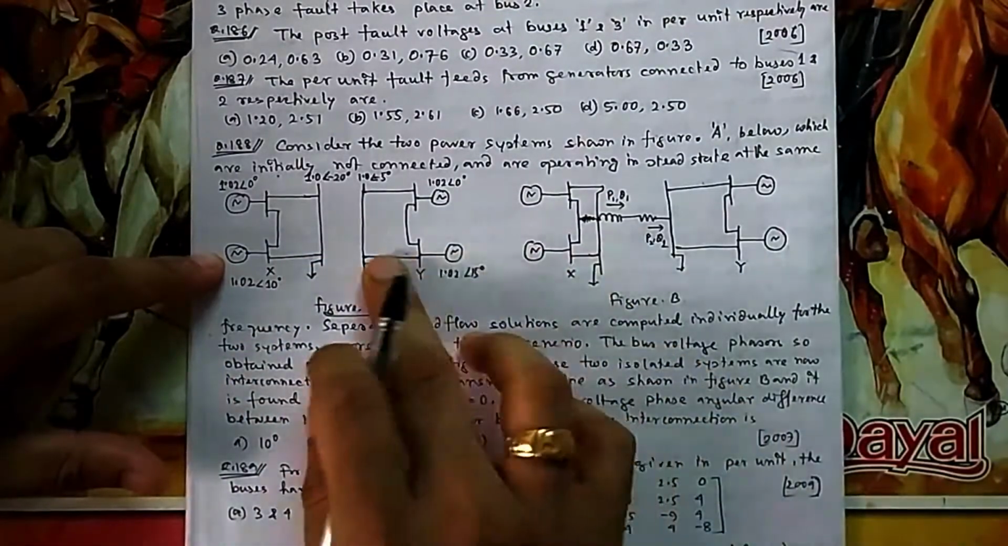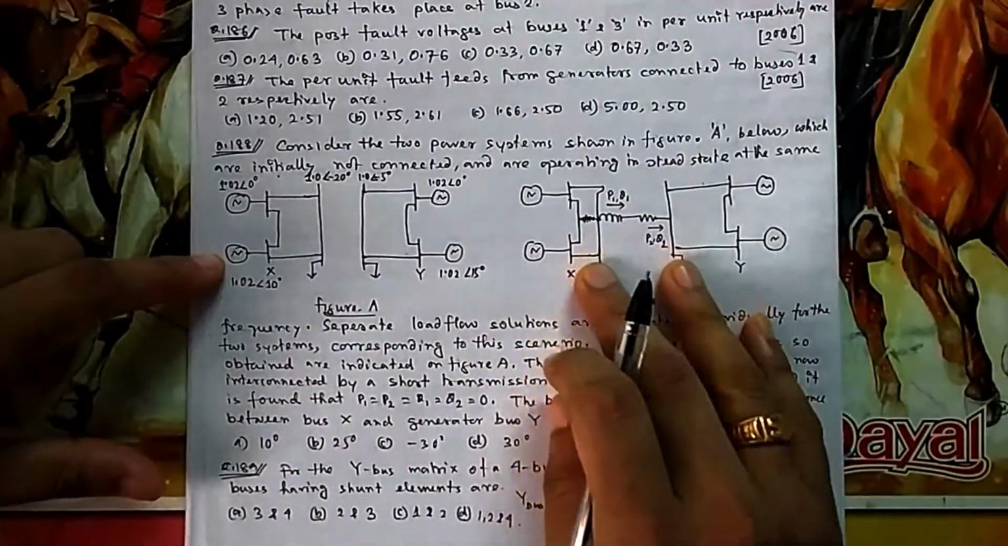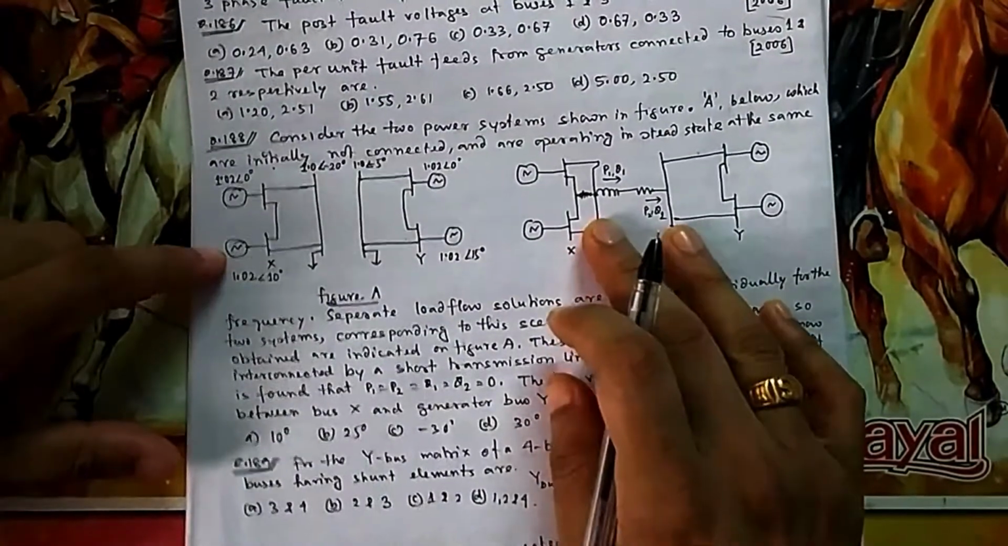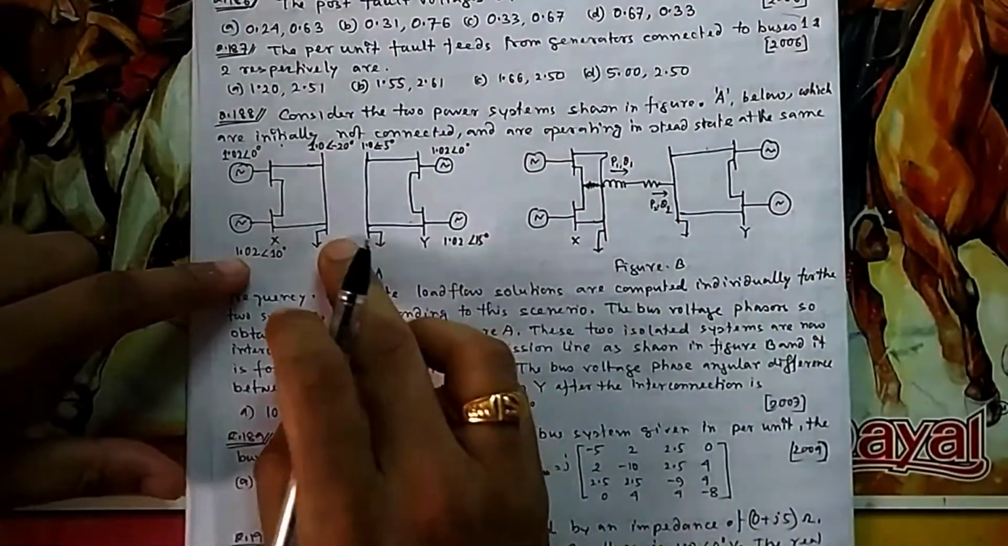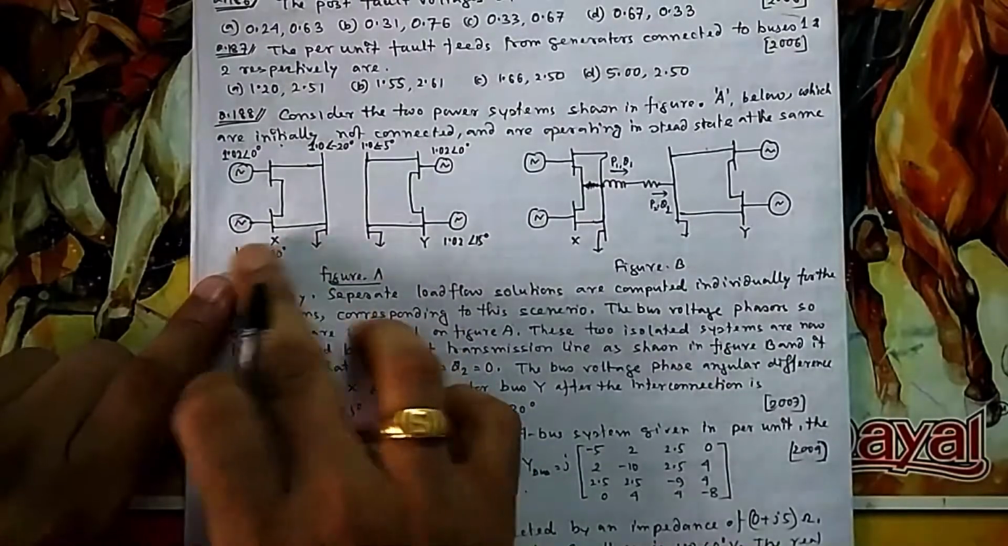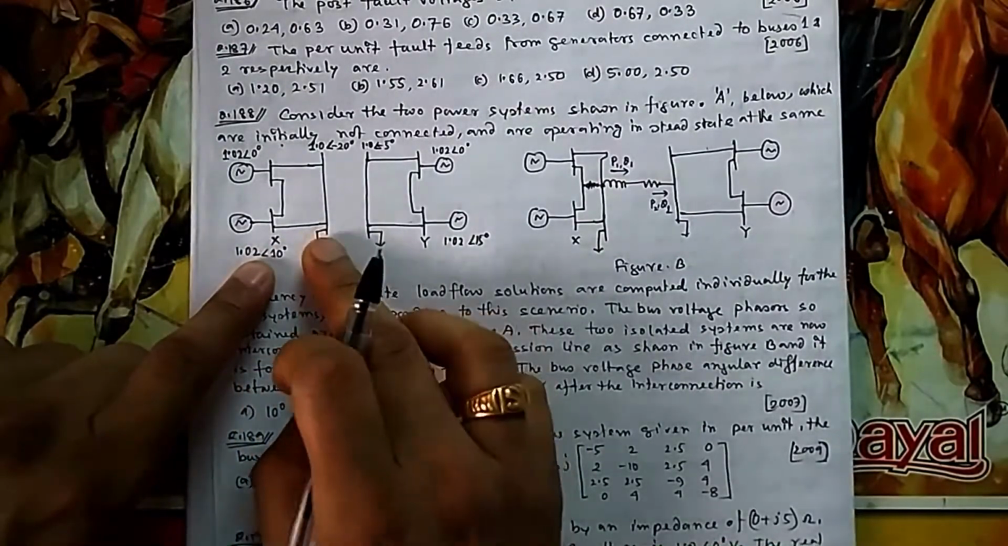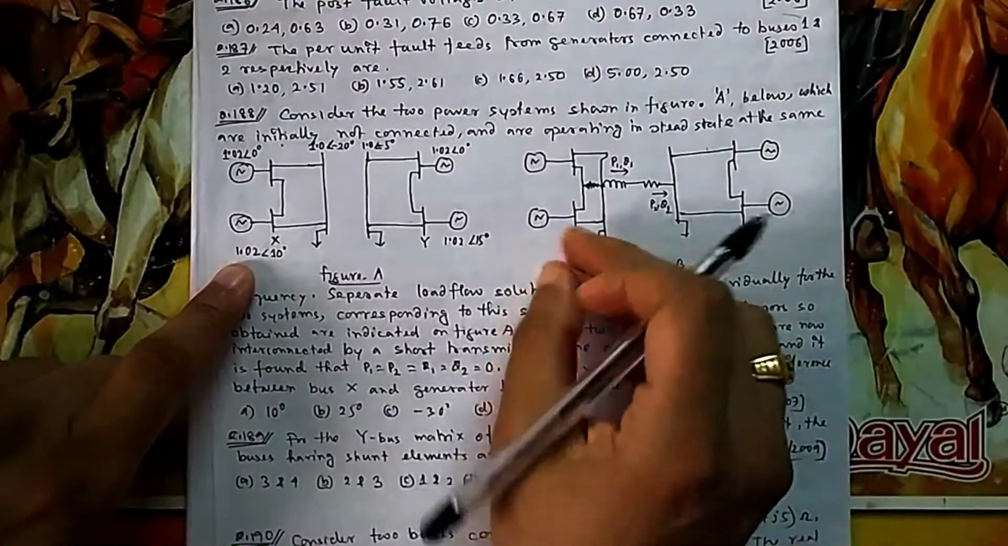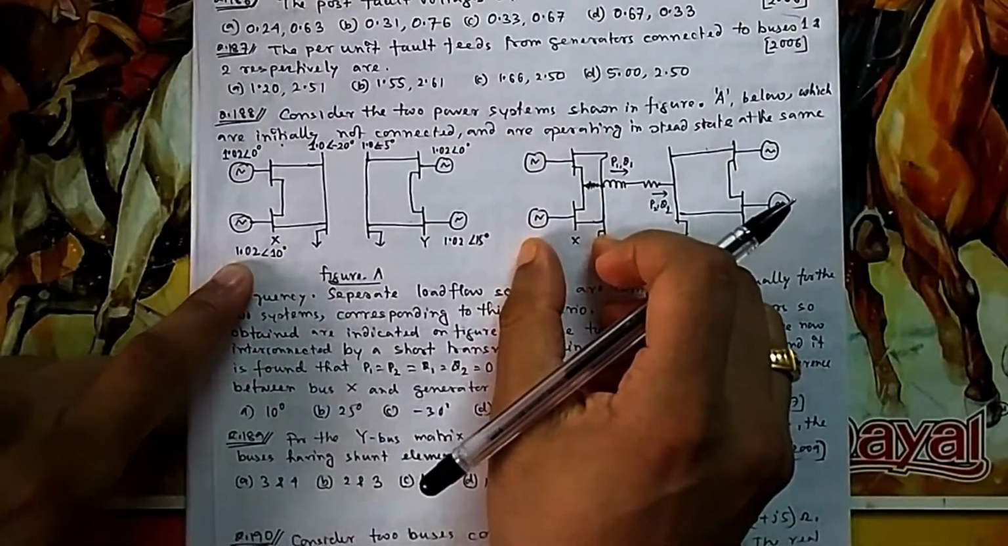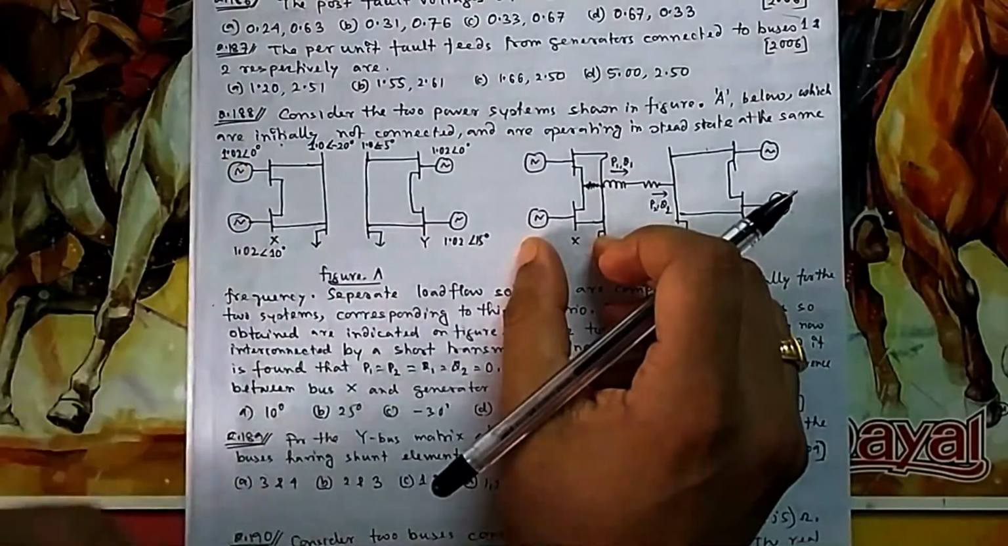This to this, this to this, this to this. Because these two are at the same angle, same voltage, same angle. Earlier it was at minus 20 and it was at 10. So what is the angle difference here? 30. The same angle difference should be maintained here because the same power should flow. There is no change in power flow. It is not increased, it is not decreased.